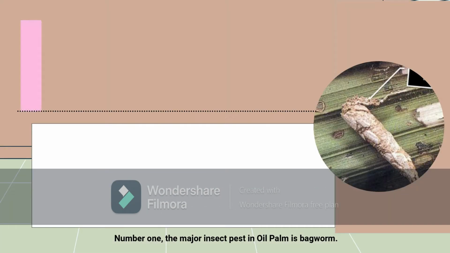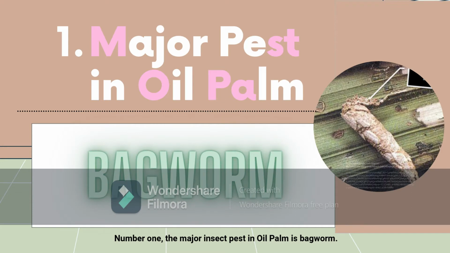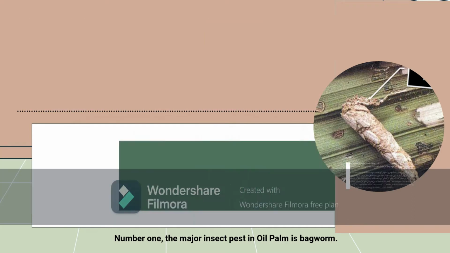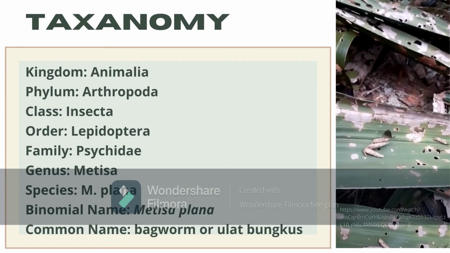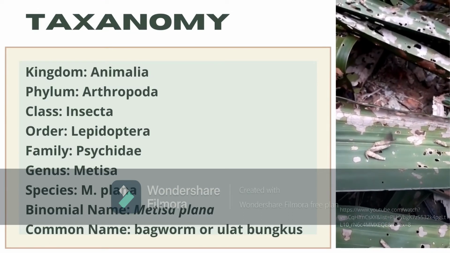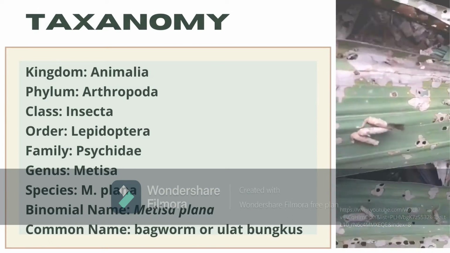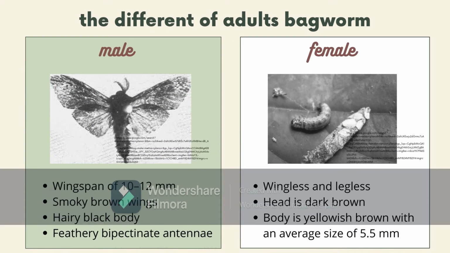Number 1. The major insect pest in oil palm is a bagworm. A bagworm, or its scientific name Metisa plana, comes from the Lepidoptera order and the family Psychidae. The adult male and female structure of Metisa plana differ as it shows strong sexual dimorphism.